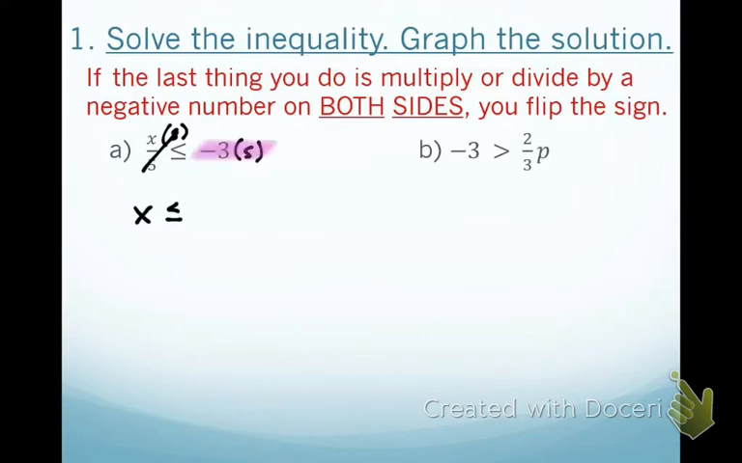Now let's focus on this. I have one negative and one positive. My answer has to be negative because there was only one negative sign. So what's the answer? Negative 15.